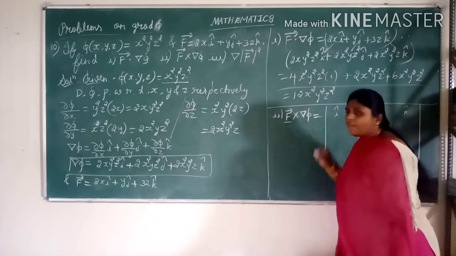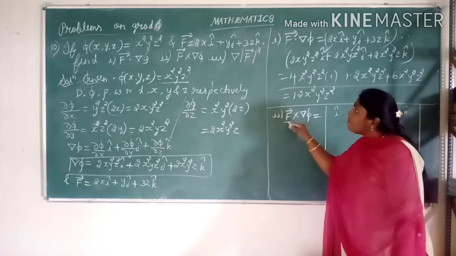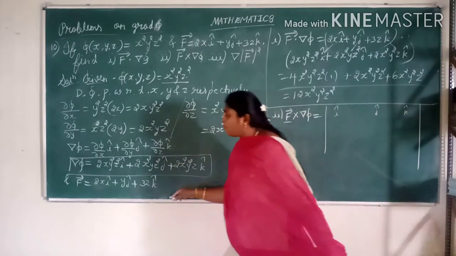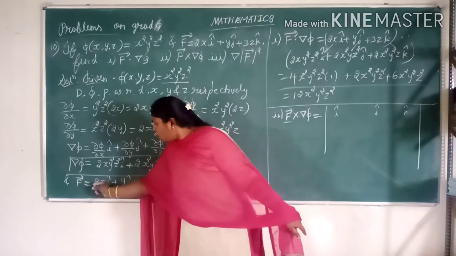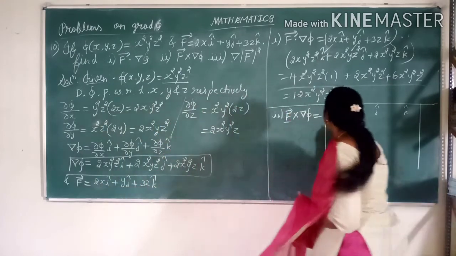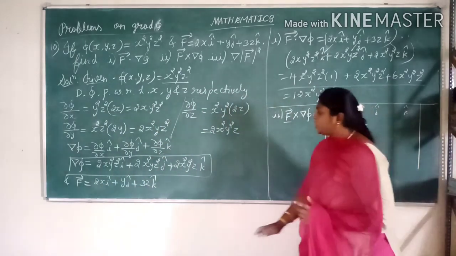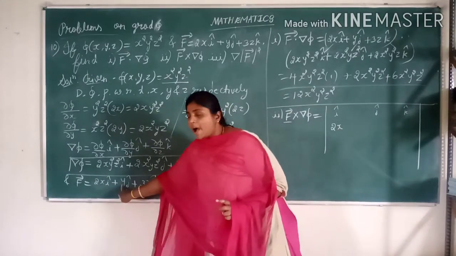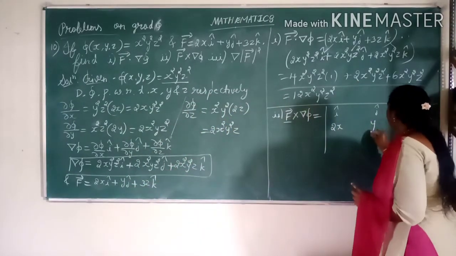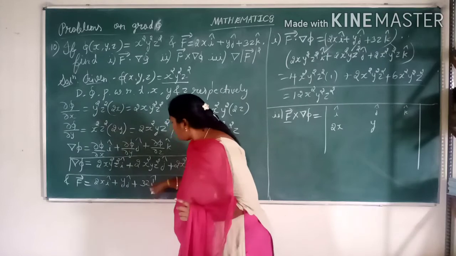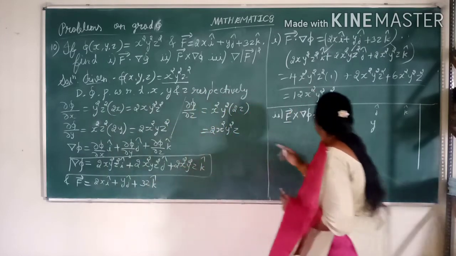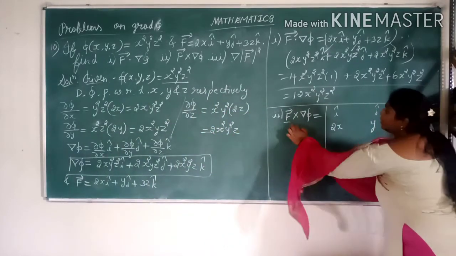Now, what are the coefficients of vector f? See here, the i, j, k coefficients you write first. In the second row, the i coefficient is 2x, written under the i. The j coefficient in the vector f is y, written under the j. Next, in the vector f, the k coefficient is 3z, written under k cap. That is vector f.